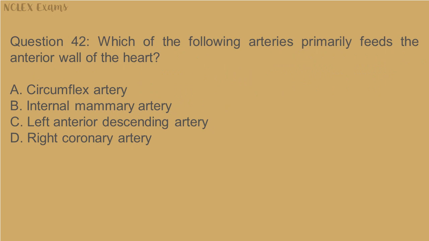Question 42. Which of the following arteries primarily feeds the anterior wall of the heart? A. Circumflex artery. B. Internal mammary artery. C. Left anterior descending artery. D. Right coronary artery.